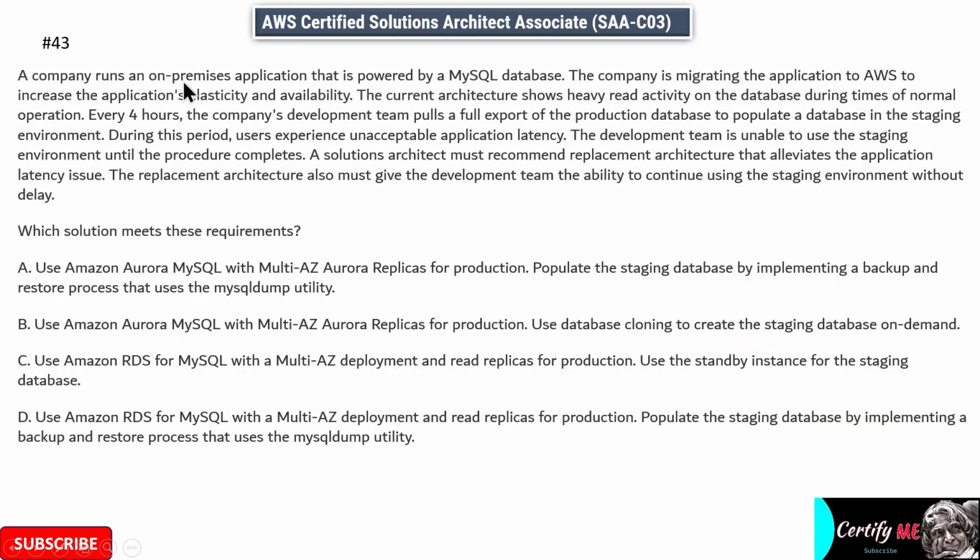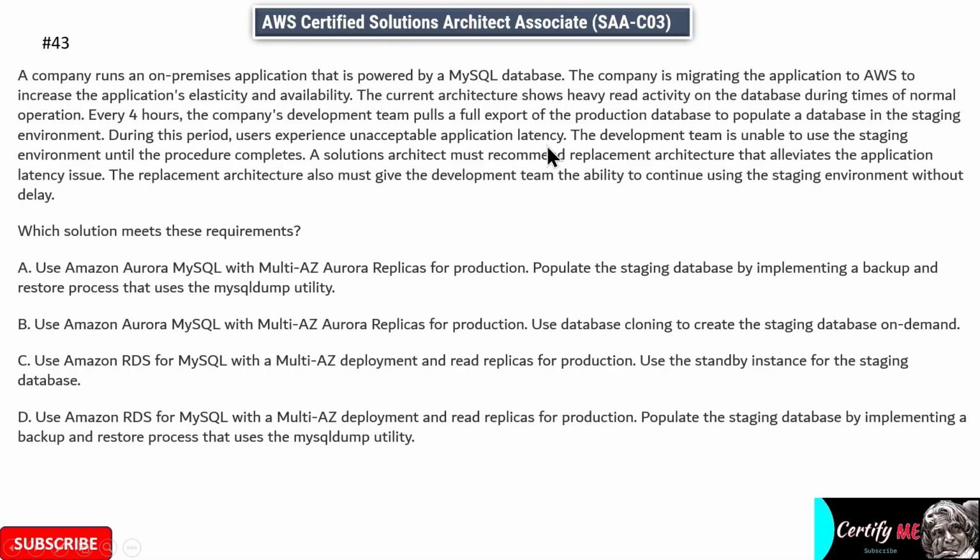A company runs an on-premises application that is powered by a MySQL database. The company is migrating the application to AWS to increase the application's elasticity and availability. The current architecture shows heavy read activity on the database during times of normal operation. Every 4 hours, the company's development team pulls a full export of the production database to populate a database in the staging environment. During this period, users experience unacceptable application latency.